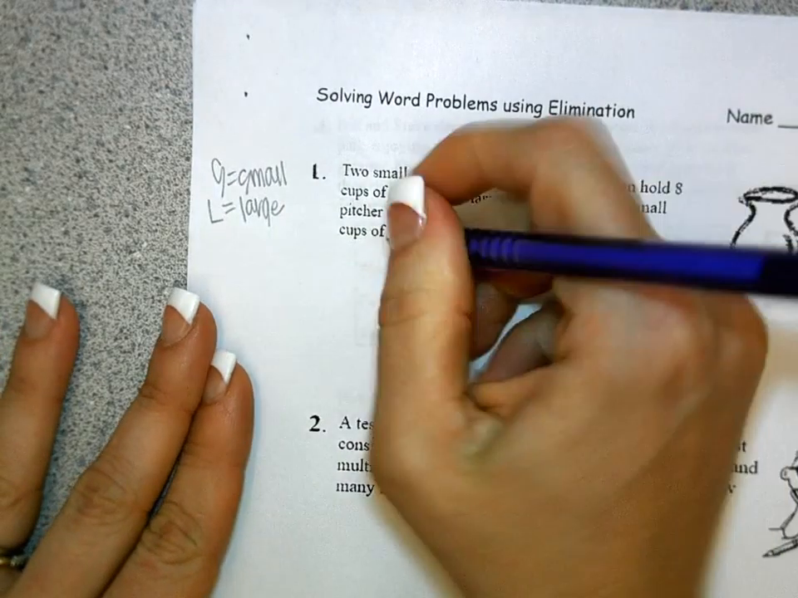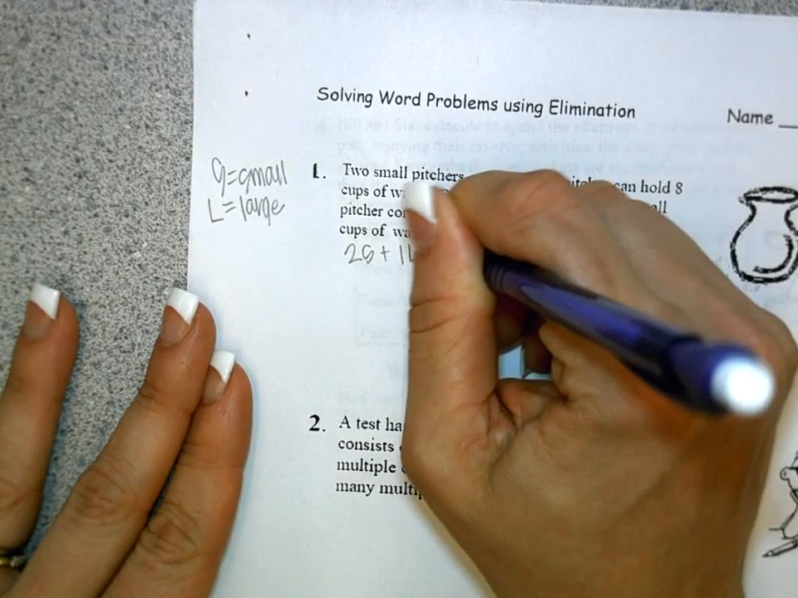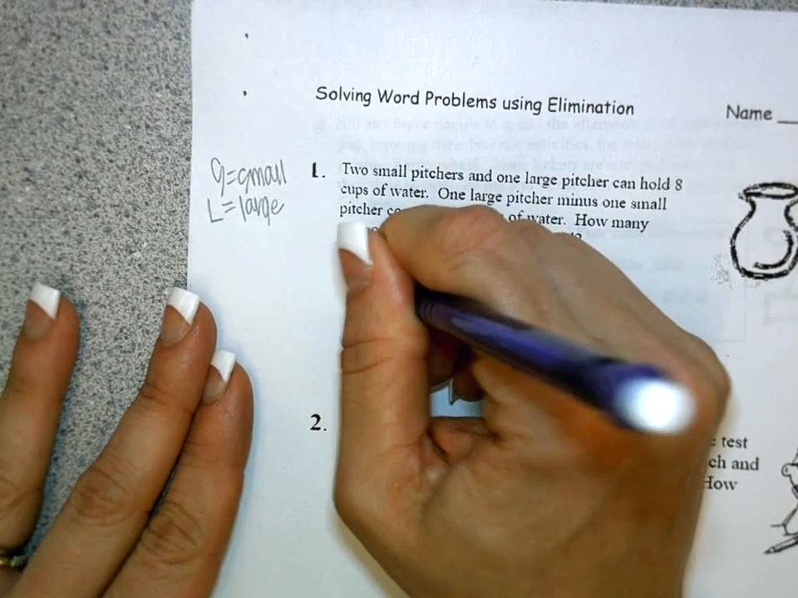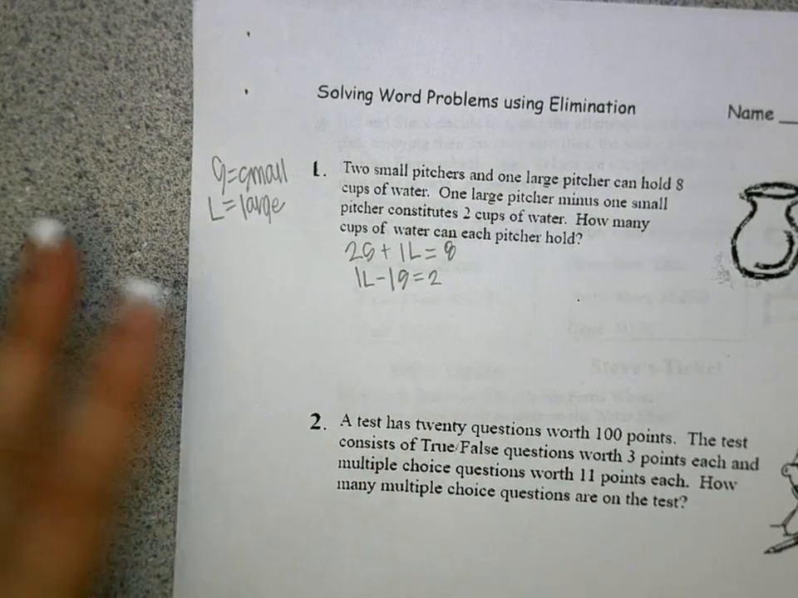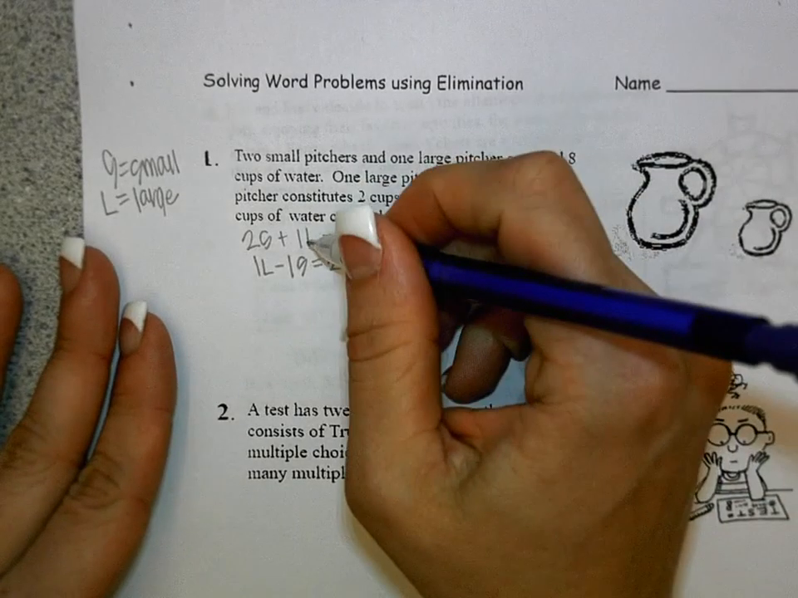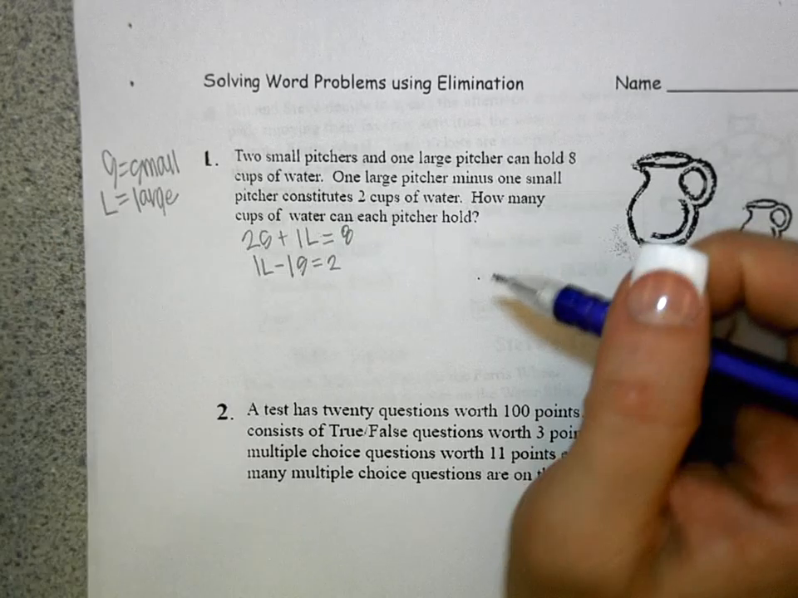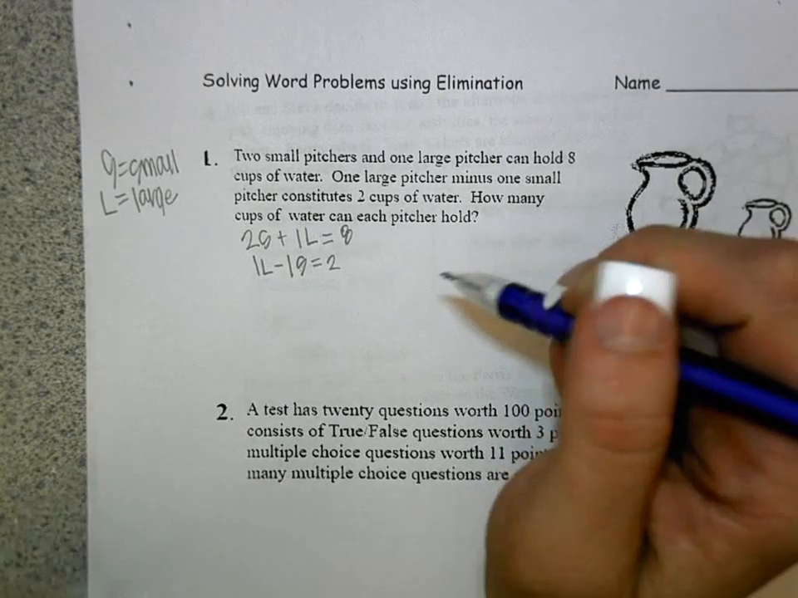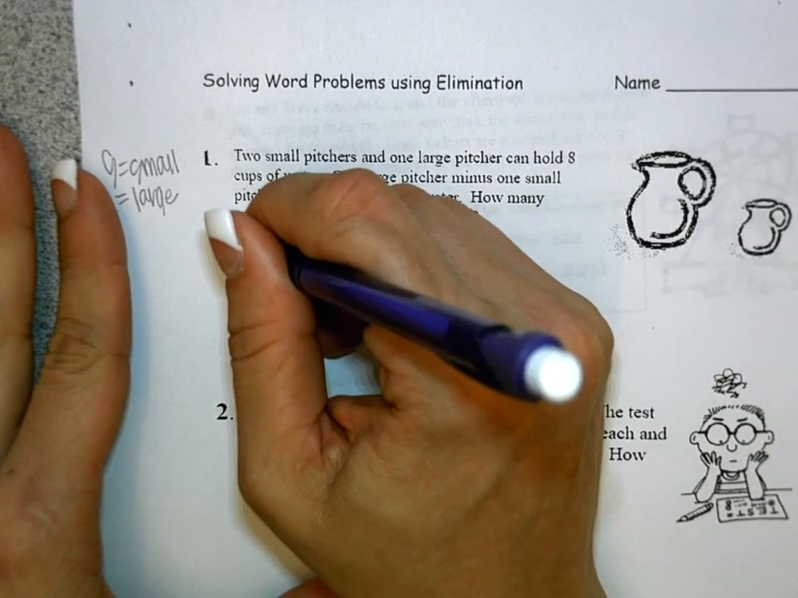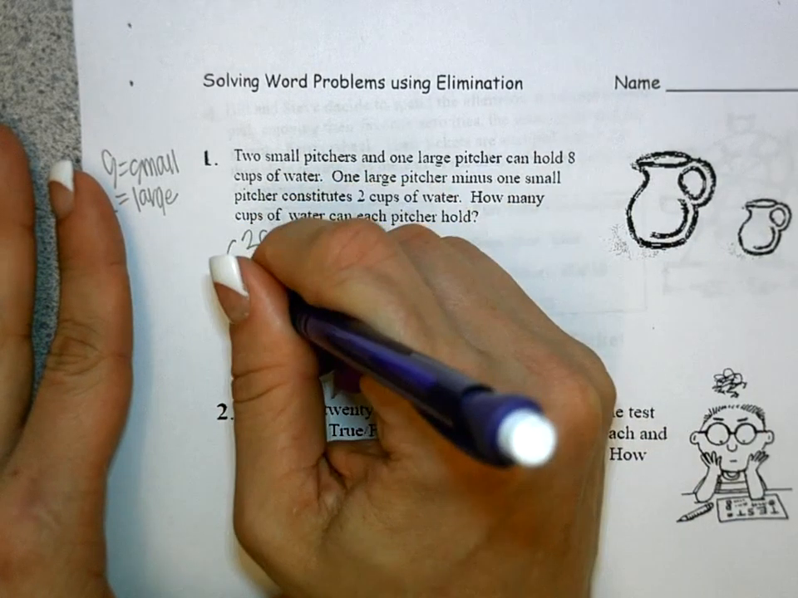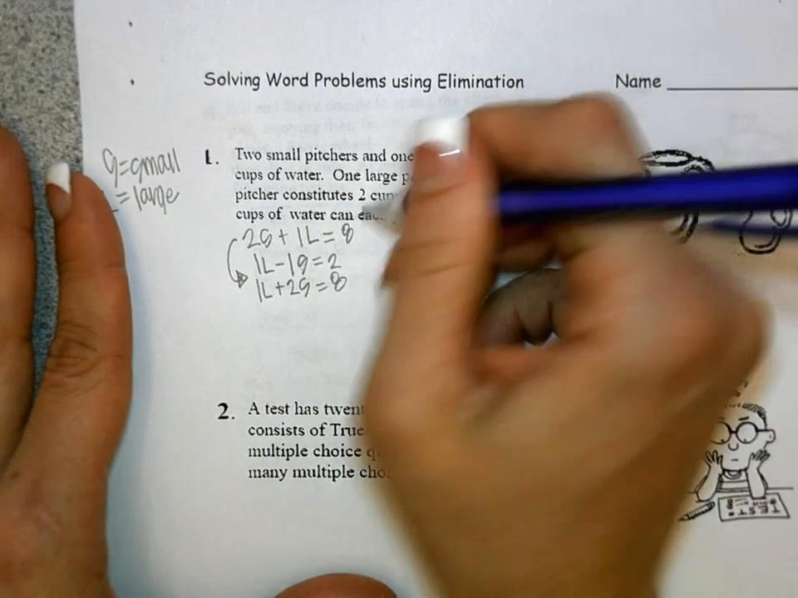Here, it says 2 small pitchers, so 2S plus 1 large can hold 8 cups of water. 1 large pitcher minus 1 small can hold 2 cups of water. We want to figure out each of these variables. These are not like terms, so you cannot rewrite that. You have to rearrange one of these so they're in the same order. So if you rearrange this one, write the large first, so 1 large plus 2 smalls would equal 8. Then they'll be lined up.